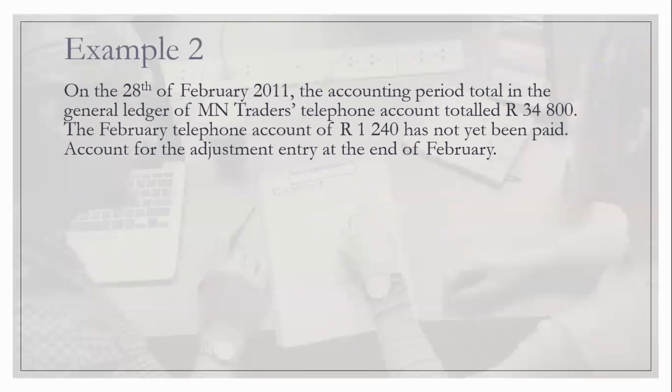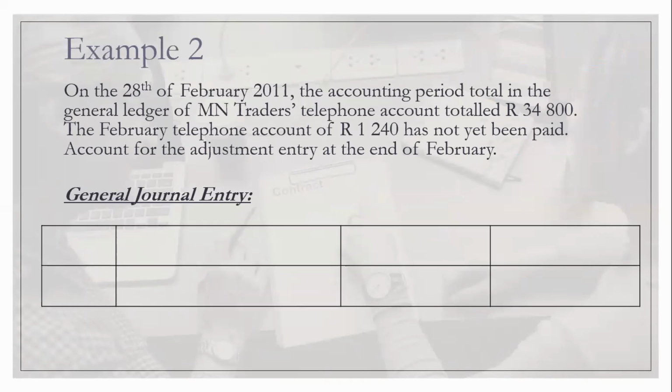The next example says, on the 24th of February 2011, the accounting period total in the general ledger of MN Traders' telephone account totaled to 34,800. The February telephone account of 1,240 has not yet been paid. Account for the adjustment entry at the end of February. So what are we doing, grade 10s?